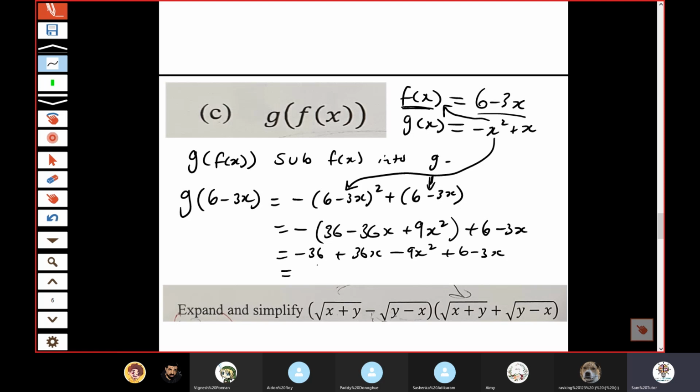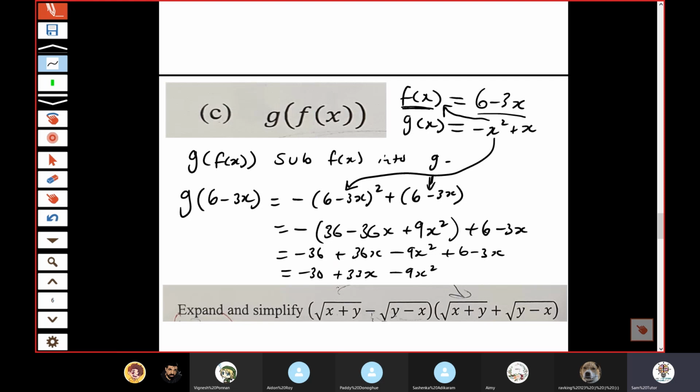And then we finally simplify. Minus 36 plus 6 is negative 30. 36 take away 3 is positive 33x minus 9x squared. And that would be full marks. You don't need to factorize. Why would you factorize? If the question doesn't tell you to factorize, why are you doing more work now? Good point. You can do it, but why are you doing it? You're doing more work for nothing. So no, you shouldn't factorize.